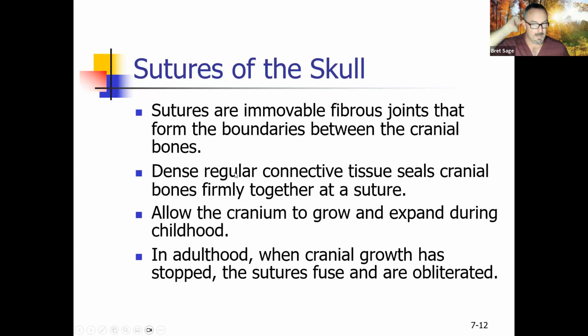Sutures, those are the lines that connect the skull bones. They're movable fibrous joints that form the boundaries between the cranial bones. Now, this is a little bit controversial because they're only immovable when you're not a baby. They're very flexible when you're first born.